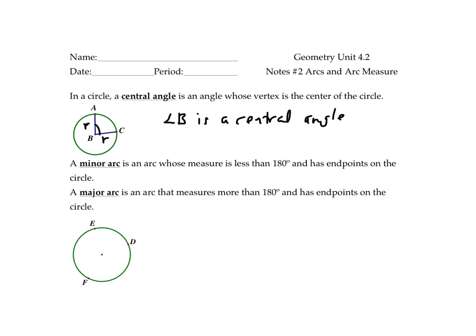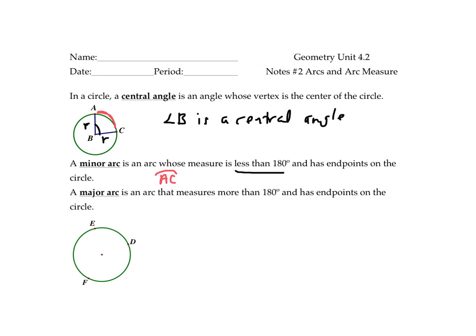A minor arc is an arc whose measure is less than 180 degrees and has endpoints on the circle. So in our picture up above, arc AC is a minor arc. So use those two endpoints for the name and then just draw a little arc above it.